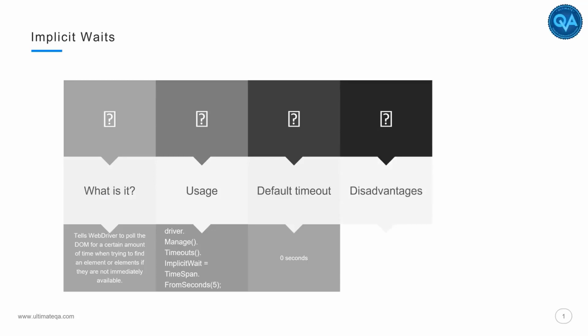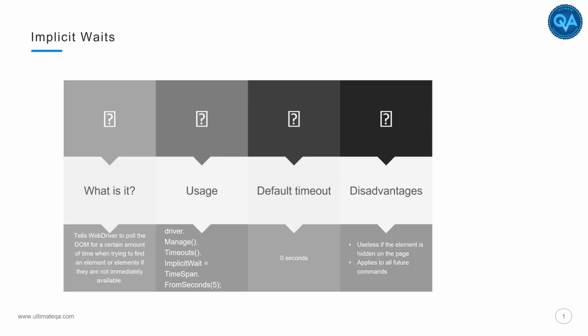What are the disadvantages of an implicit wait? The disadvantages of an implicit wait are that it's useless if the element is hidden on a page. So what does that mean? It means that if the element is there, but it's simply hidden, the implicit wait will not work. In fact, it will fail immediately. I'll show you that after.